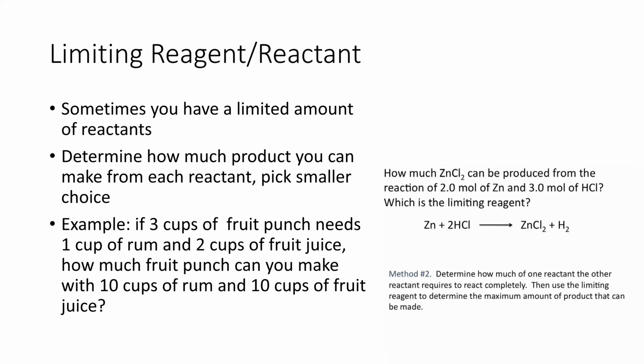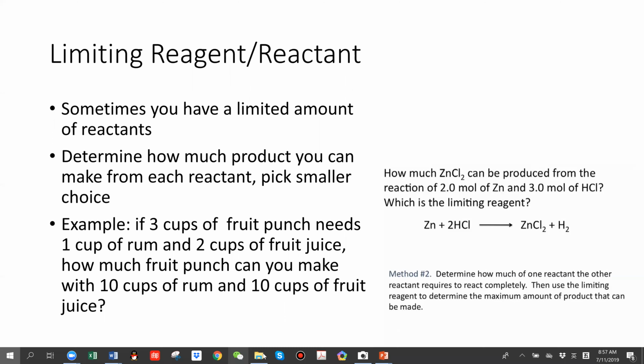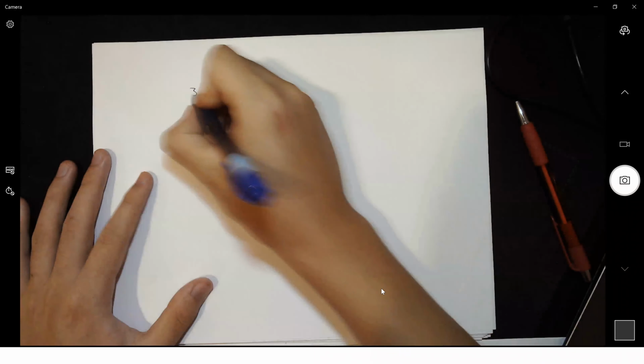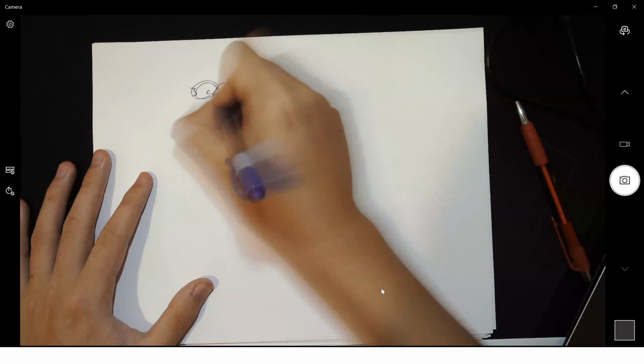So for example, let's say we have a fruit punch recipe. For 3 cups of fruit punch, we need 1 cup of rum and 2 cups of fruit juice. So how much fruit punch can we make using 10 cups of rum and 10 cups of fruit juice? So how do we solve this problem? Okay, let me pull up the camera. Okay, so I'll just write the reaction equation.